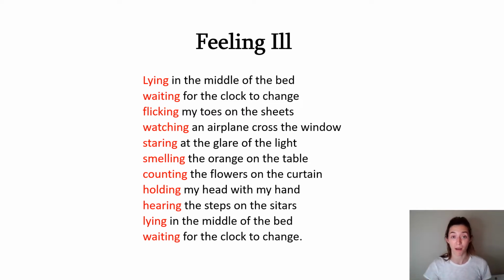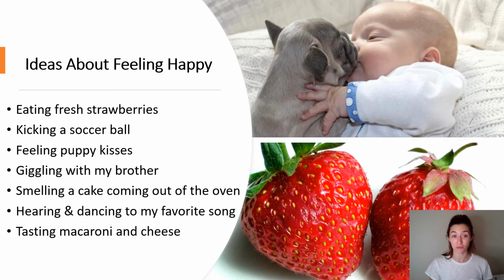So if we were to model a poem about feeling happy after the poem about feeling ill, what types of verbs might we use when we feel happy? So some ideas when I brainstormed, and you can totally pause right now and brainstorm on your own first if you don't want me to spoil any ideas. But some ideas that I wrote about feeling happy were eating fresh strawberries, kicking a soccer ball, feeling puppy kisses on my cheeks, giggling with my little brother, smelling a bundt cake fresh out of the oven, hearing and dancing to my favorite song, or tasting a nice bowl of macaroni and cheese. Those are all things that make me feel really happy.